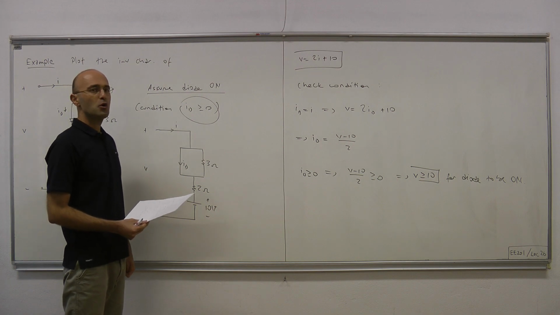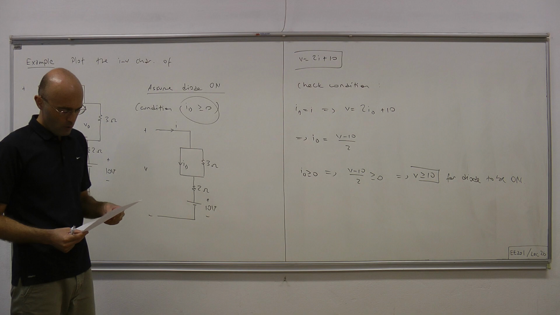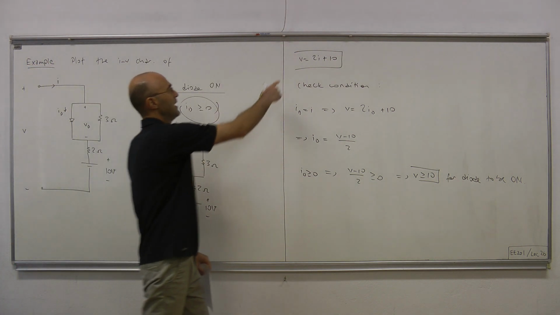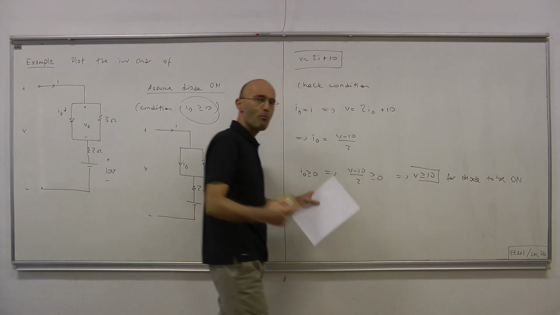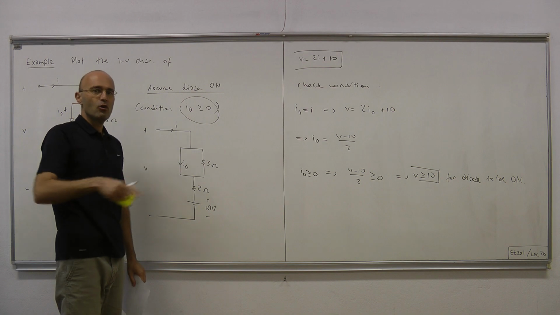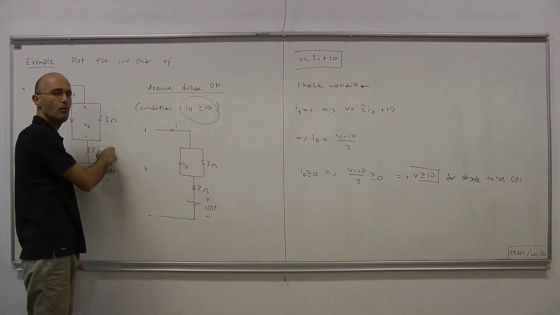Now we're going to consider the other possibility where the diode behaves like an open circuit, and then we will also obtain a relation and a condition, and then combining those two outcomes, we will obtain the overall, global relationship between the voltage and current of the one port.